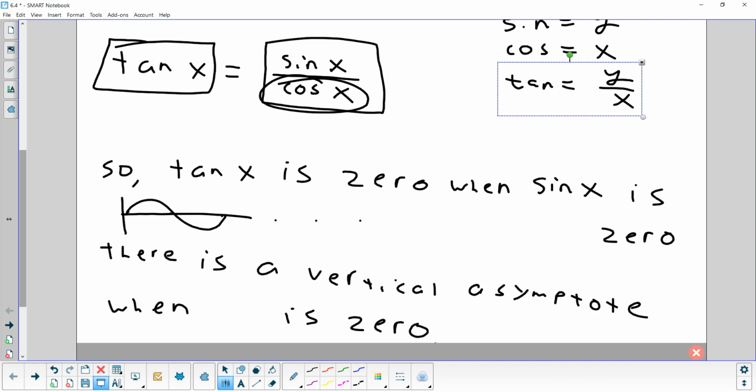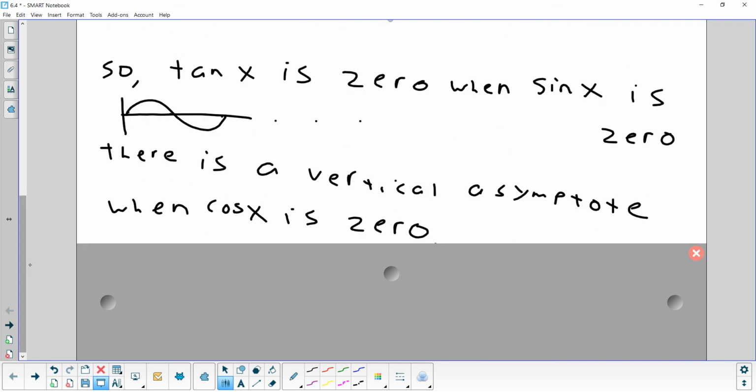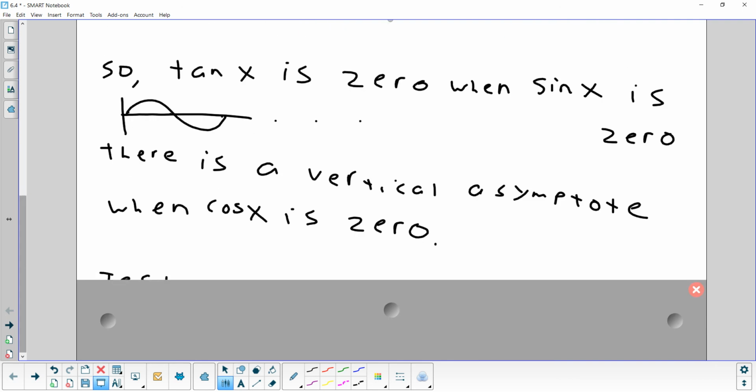What happens when you have an undefined value in your denominator? Well, one of two things. You can get a hole or you can get an asymptote. In this case, we do get an asymptote. And we'll get an asymptote every time the denominator is 0. So if this was at, Tim told us, 0, pi, 2 pi, 3 pi.